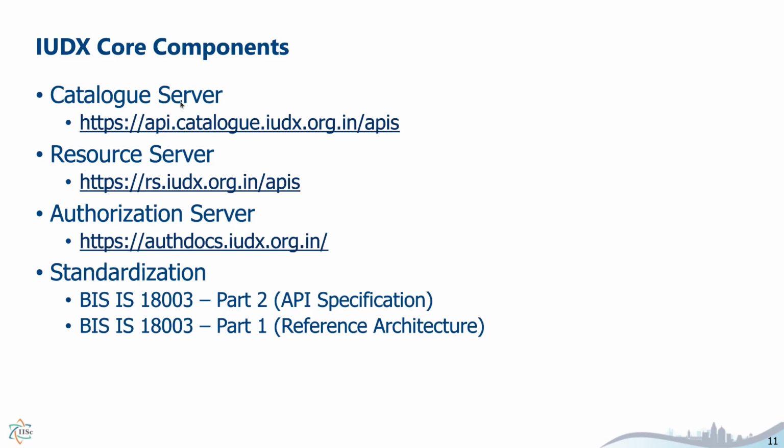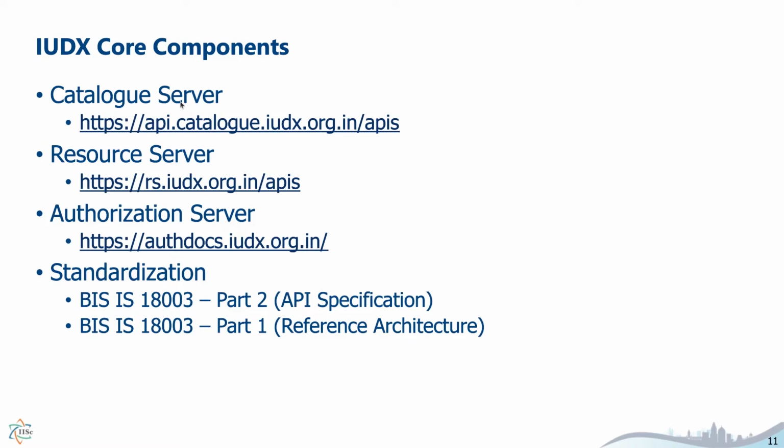So to summarize, we looked into the three core services of IUDX: catalog service, data access service, and authorization service. And here we have listed down the Open API pages for each of these services that list down all the APIs supported by these services.